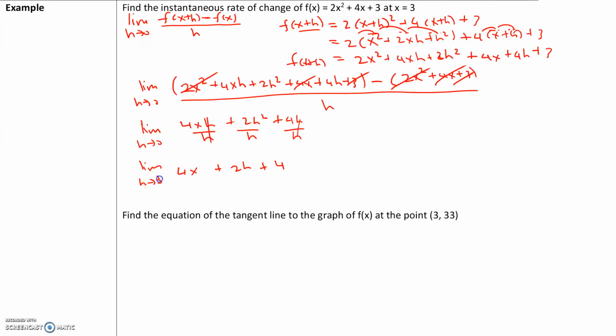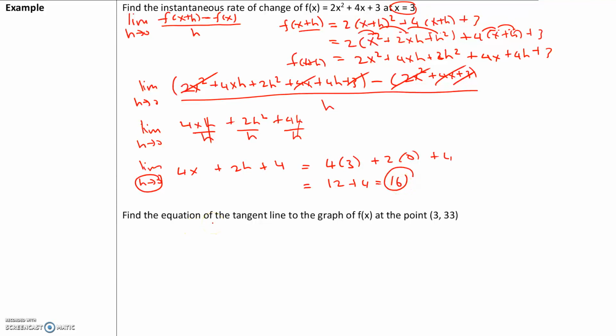So h is approaching 0. The value of x is equal to 3. So this is going to be 4 times 3 plus 2 times 0 plus 4, which is 12 plus 4, or 16. So the slope of the tangent line at the point x equals 3 to this curve, to this parabola, is 16. Okay, that's the slope of our tangent line.